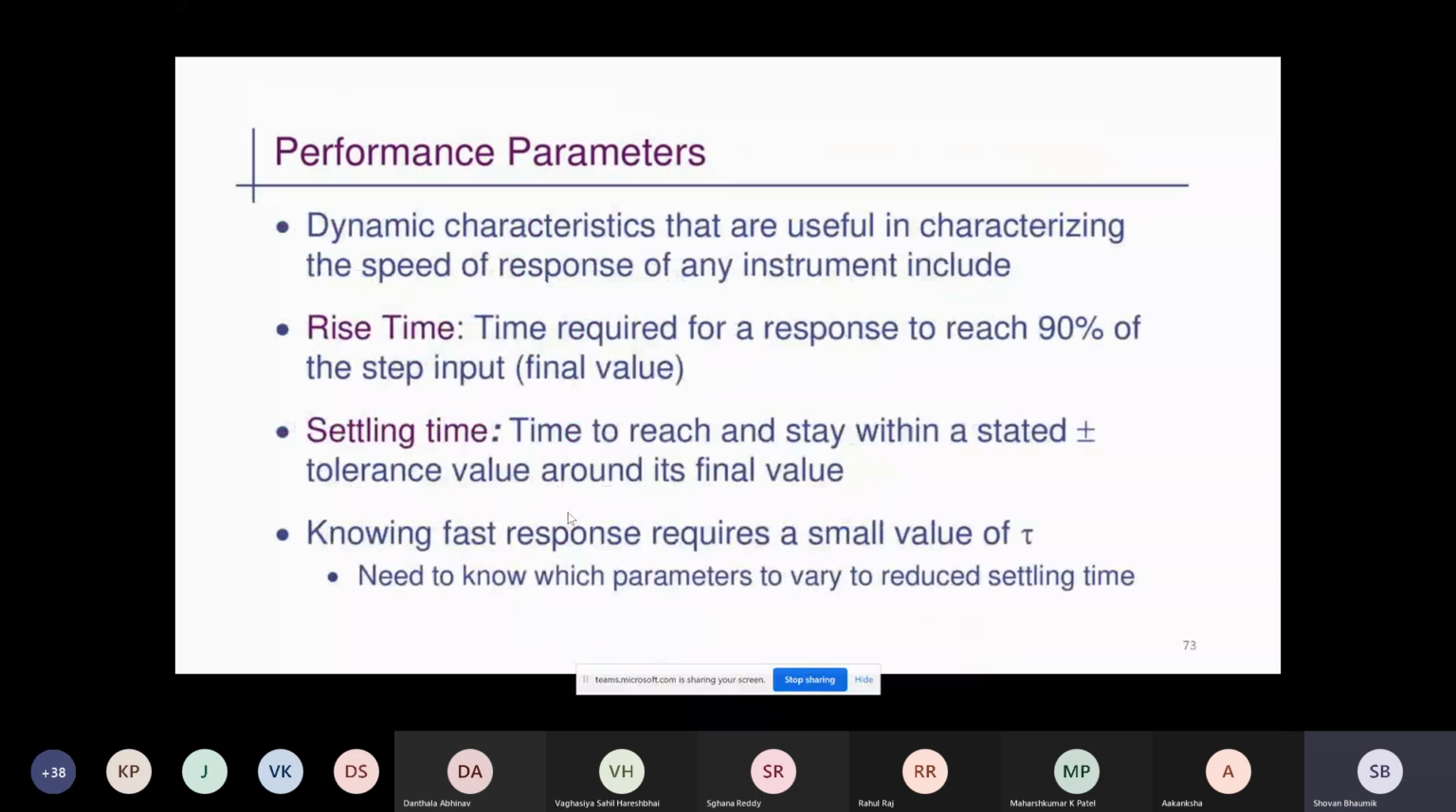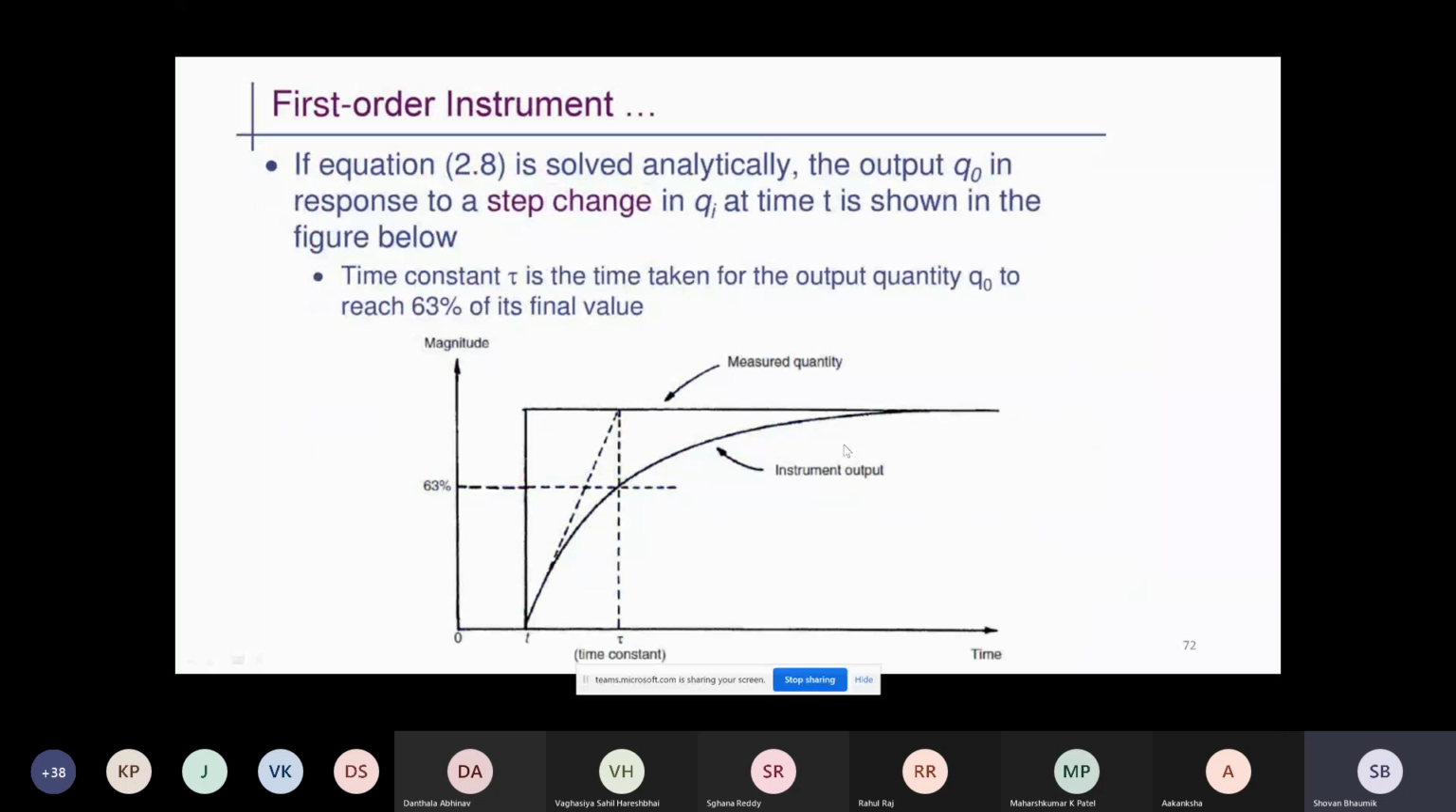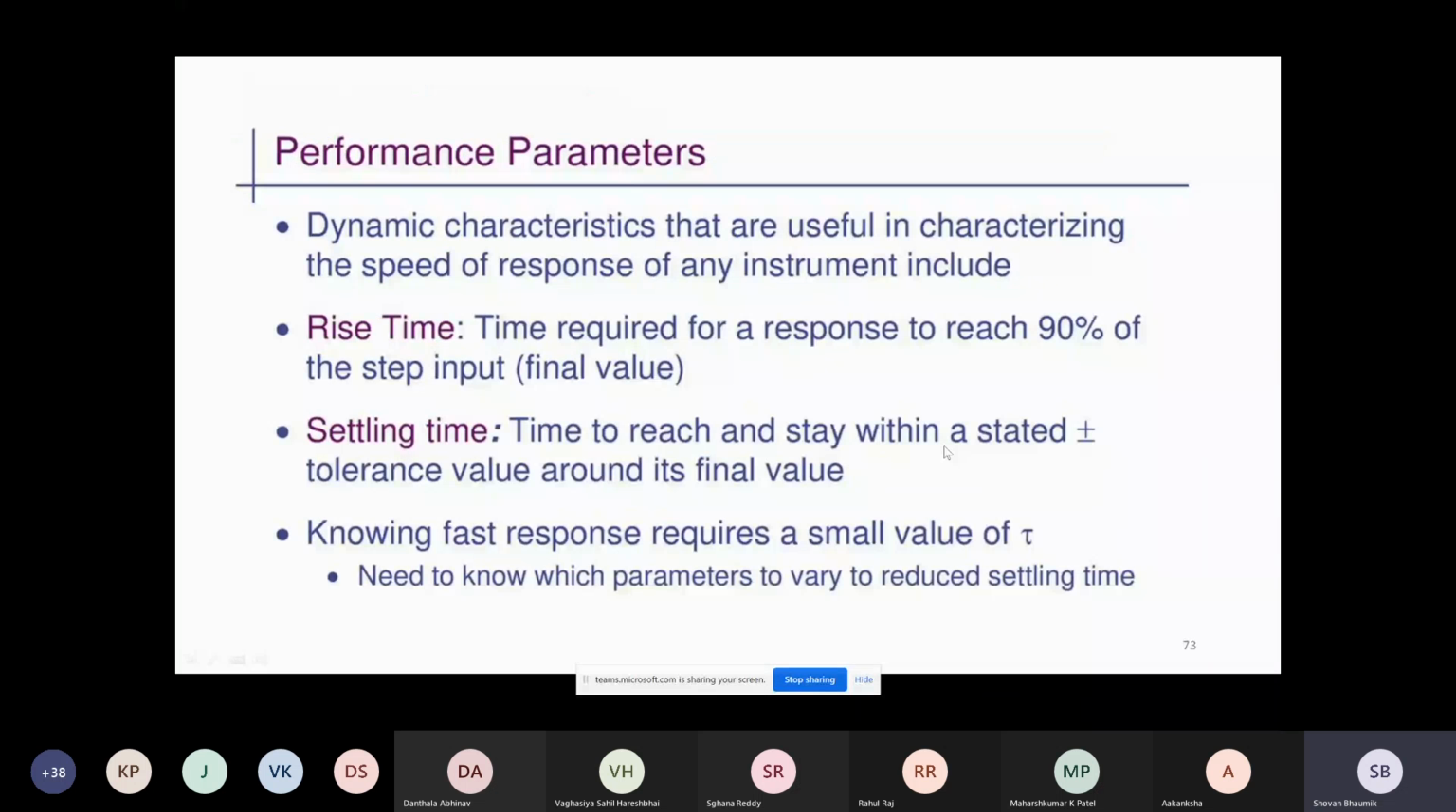Now, if we want to see what the performance parameters of the first order system are, the dynamic characteristics are generally characterized by two things: one is the rise time and the other is the settling time. So what is the rise time? You remember this tau is the time constant. Now the output is gradually rising, so when we say rise time, it is the time when the output reaches 90% of its final steady state value.